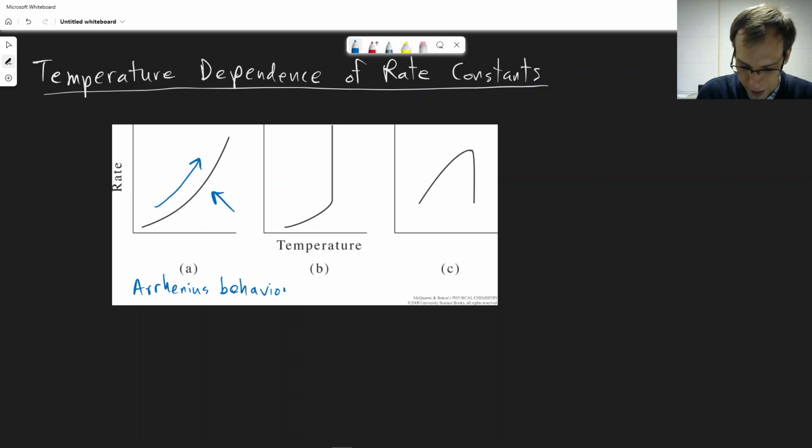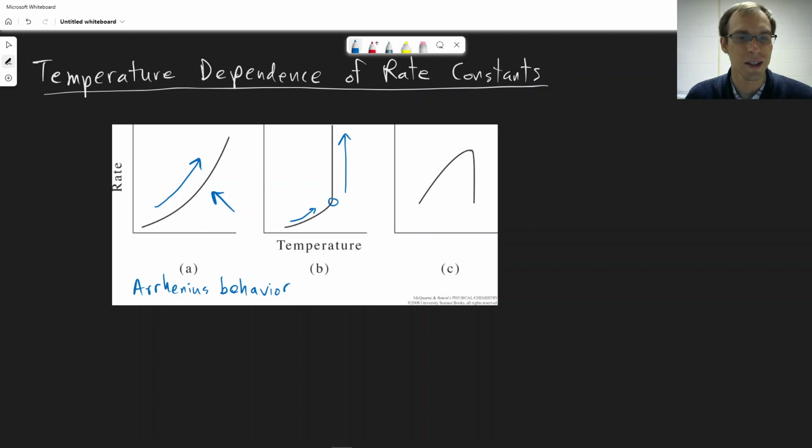The second type, in plot B, is a reaction that has Arrhenius behavior at lower temperature, and then you reach a certain critical temperature and the reaction runs away. Basically the rate becomes infinite. After that critical temperature there's sufficient energy that it just explosively goes. This would describe something like an explosion or a chain reaction, where once you reach that critical point, the reaction proceeds very quickly, and that's something a little bit different than strictly Arrhenius behavior.